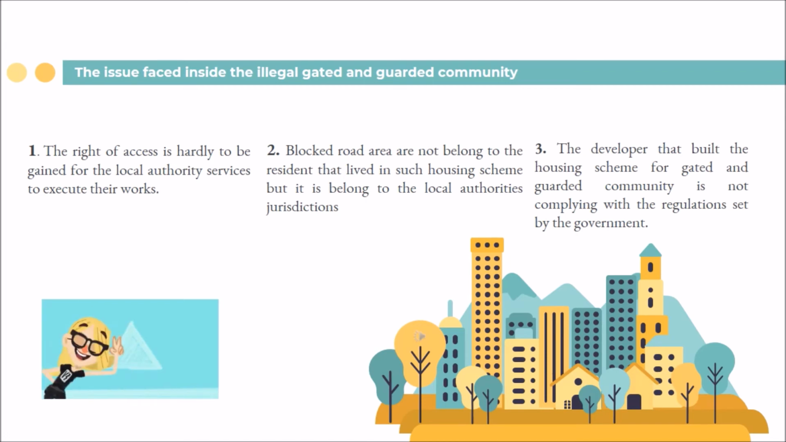However, the physical barrier put up at the guarded and gated community makes it difficult for the local authorities to render such services. The first issue they could face is that the right of access is hardly gained for the local authority services to execute their work. Number two, the blocked road areas do not belong to the residents that live in such a housing scheme, but belong to the local authority's jurisdiction. Issue number three is that the developer that built the housing scheme for the gated and guarded community is not complying with the regulations set by the government.